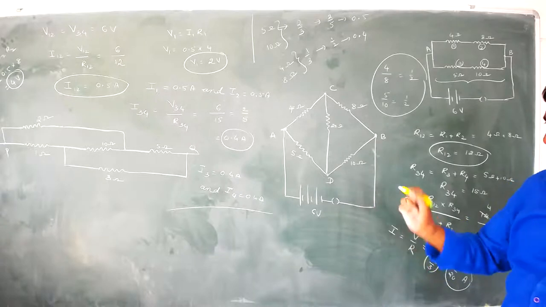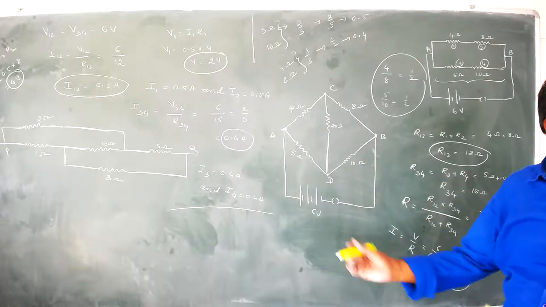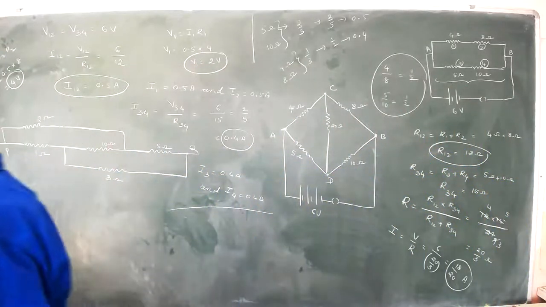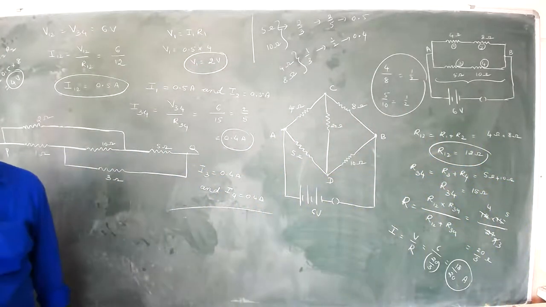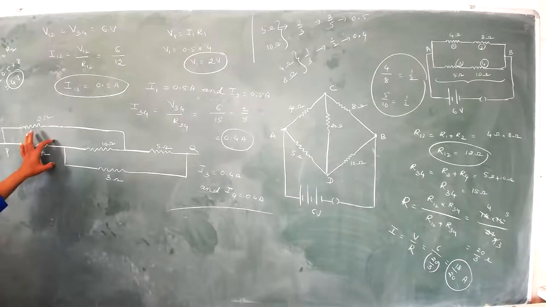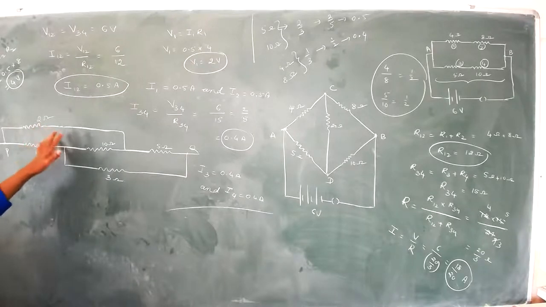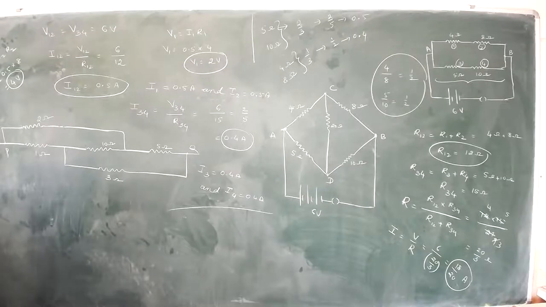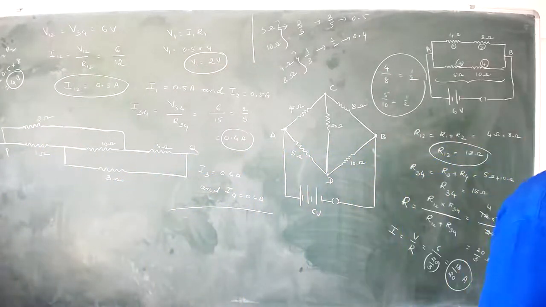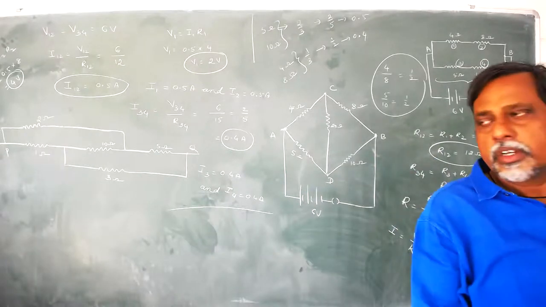Keep on practicing, and as the number of times increases, your speed increases, and within no time you will be able to do that. For the people who have completed this: here, if P by Q is not equal to R by S, then how will you find the current passing through each resistor? Kirchhoff's law.